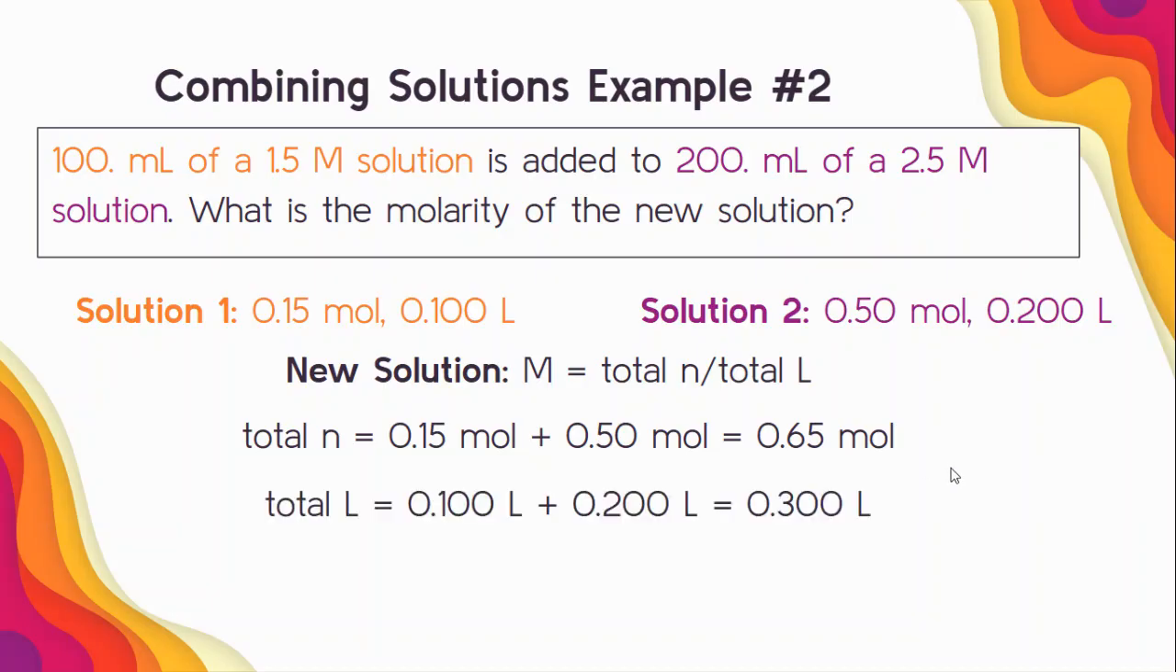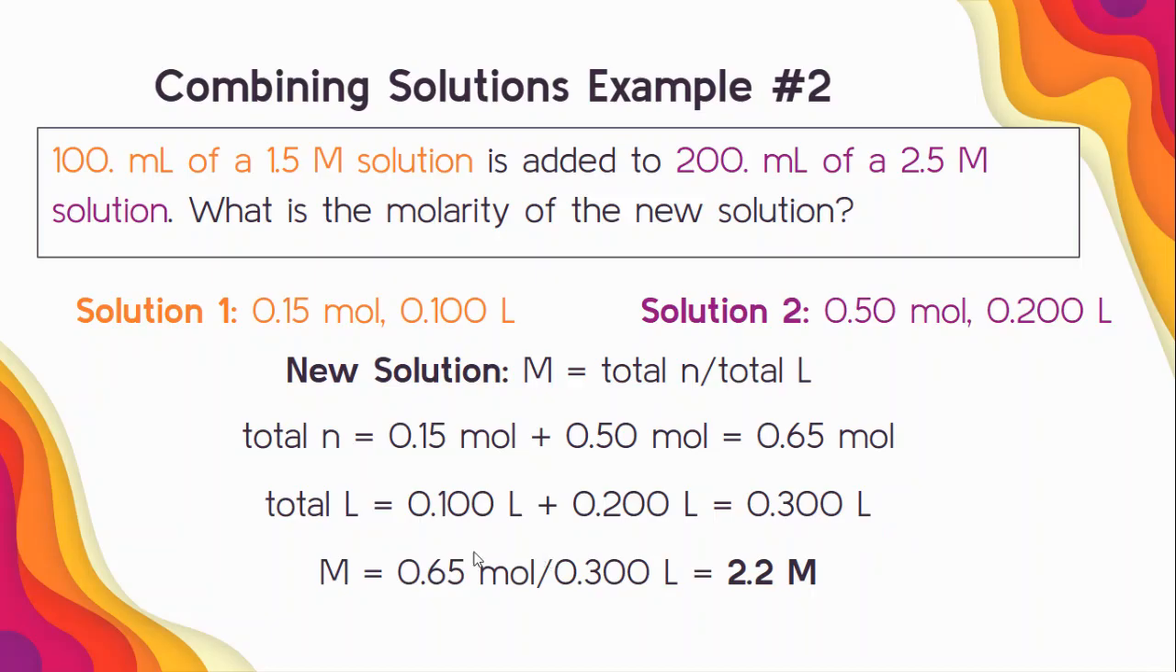For liters of solution, we're going to add 0.1 to 0.2, using sig fig rules, I should say. So we have 3 sig figs after the decimal here, 3 after the decimal here, so we should have 3 after the decimal here, which is why it's 0.300 liters.